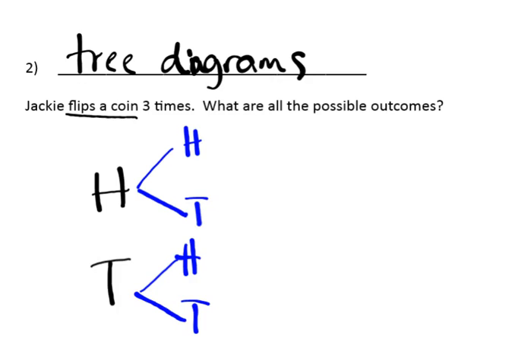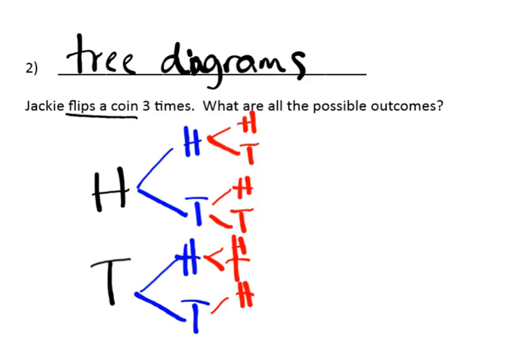Now on the third flip, our outcomes are still heads or tails. So she could get heads first, heads second, and heads third, or she could get heads first, heads second, tails third. She could get heads, tails, heads, or heads, tails, tails, or tails, heads, heads, or tails, heads, tails. She could get tails first, tails second, and heads third, or tails first, tails second, and tails third.